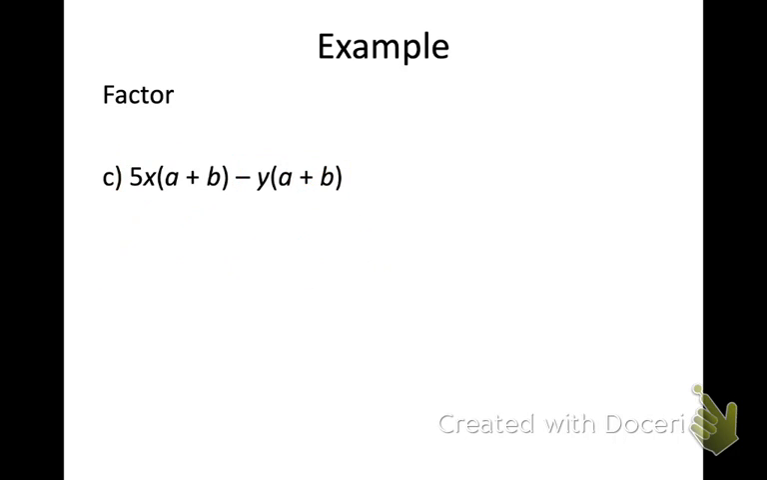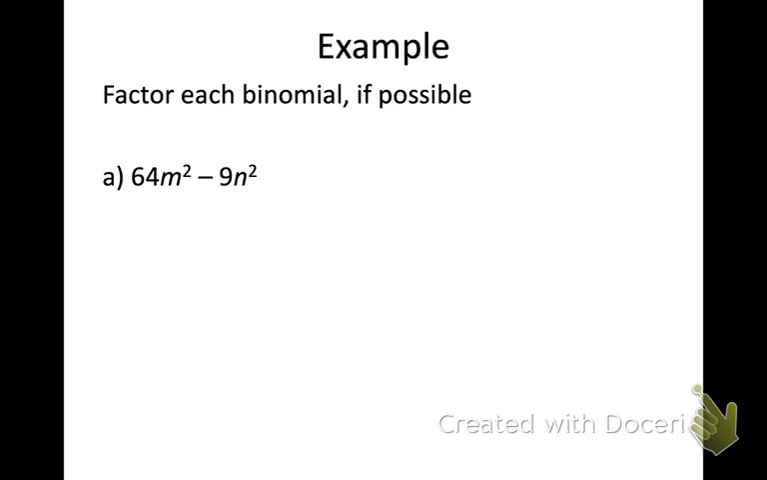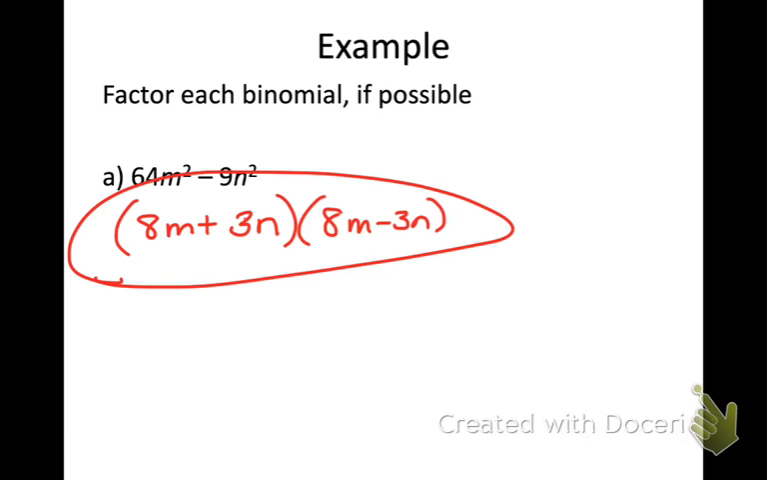Alright, looking at A, I thought it was going to be D, but now we're going to A. So factor each binomial if possible. Now I have some squares happening. I see a subtraction, so my first gut instinct is to think I'm doing a difference of squares. 64 and 9 are both perfect squares. I cannot take out a GCF. The square root of 64 is 8. The square root of m squared is m. The square root of 9 is 3. And the square root of n squared is n, and then I'm just going to make these a plus and a minus. Remember, your difference of squares are going to have opposite signs to eliminate that middle term.